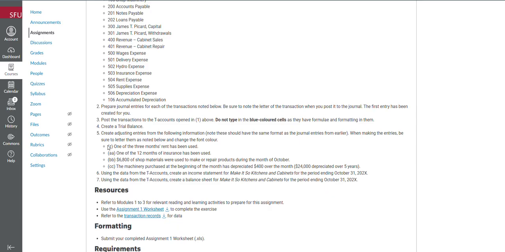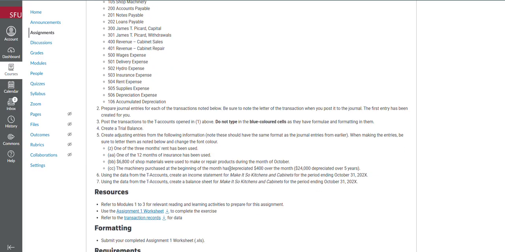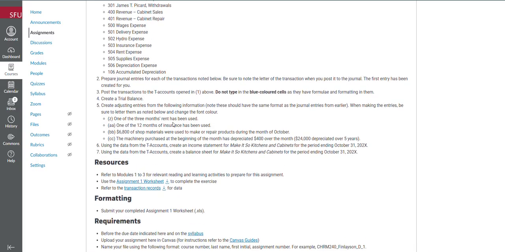You also want to make journal entries for all the adjusting entries here, right? These four, don't miss out on those. So make your regular journal entries from the transaction list, and also make the journal entries for the adjusting journal entries at period end.